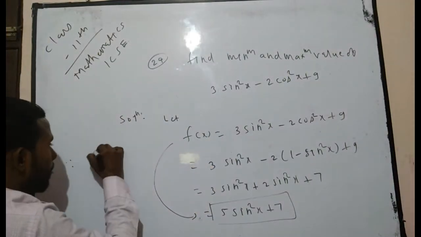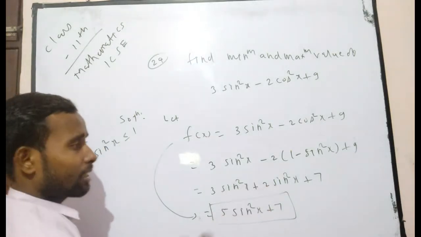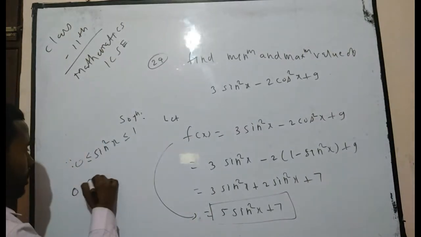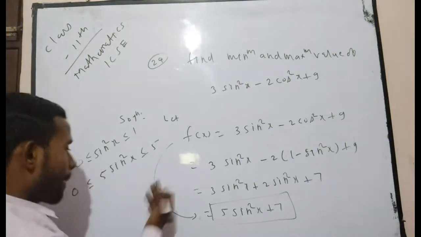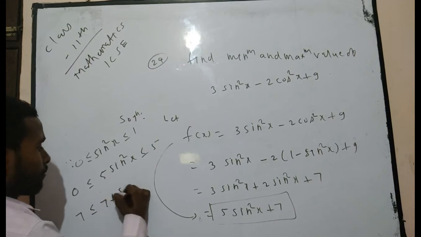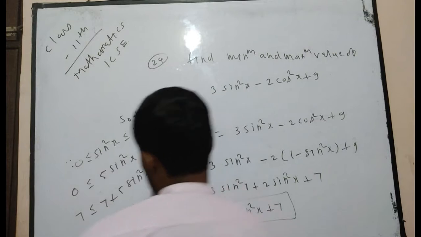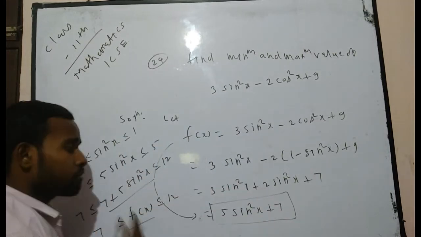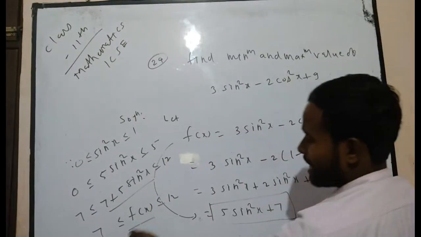Now, as you know, sin square x is greater than or equal to 0 but less than or equal to 1. I have already written this in the previous question. Now, after multiplying both sides by 5, you get 5 times sin square x is greater than or equal to 0 but less than or equal to 5. After adding 7 on both sides, you get 7 plus 5 sin square x is less than or equal to 12. Here 7 plus 5 sin square x is the actual function, because 5 sin square x plus 7 is equal to f(x). So you can say that f(x) lies between 7 and 12.